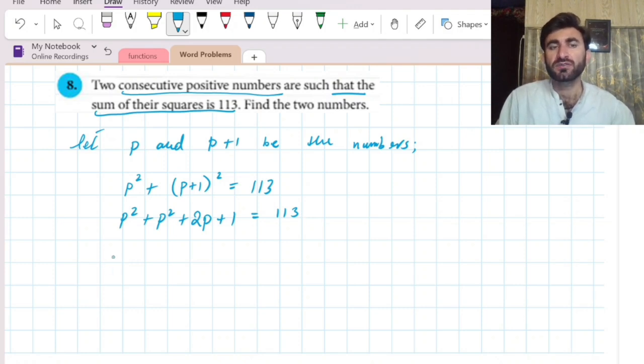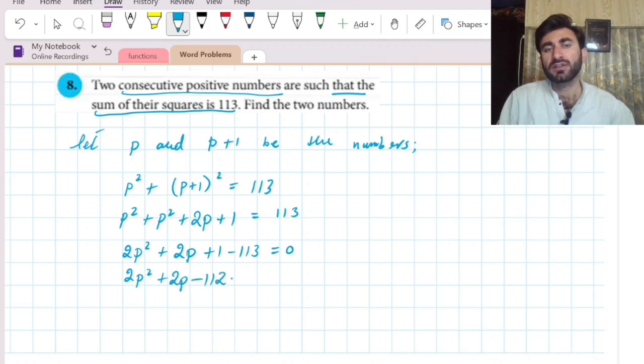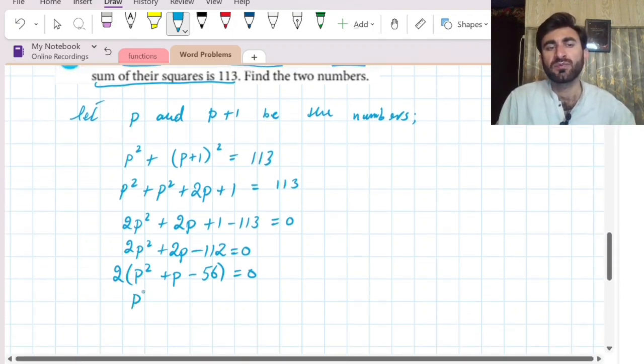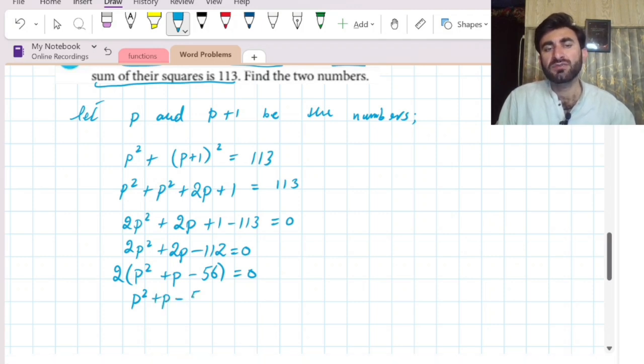Because it is a quadratic equation, we have to change it into standard form. So it will become 2 times p square plus 2p plus 1 minus 113 equal to 0. The right side must be 0. After we simplify it, we get 2p square plus 2p minus 112 equals 0, and that can be simplified by taking 2 common. It will become p square plus p minus 56 equals 0. Once again, the 2 can be moved to the right hand side and it will be divided, so 0 divided by 2 is eventually 0. So the equation now becomes p square plus p minus 56 equals 0.